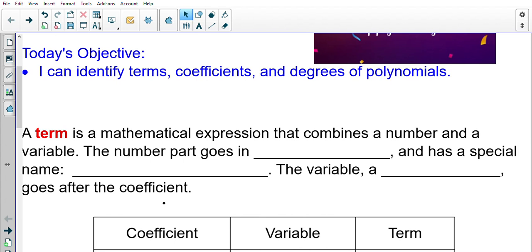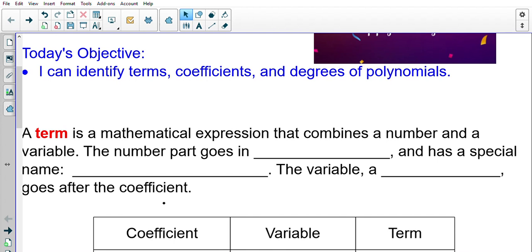All right. Today's objective is that you would be able to identify terms, coefficients, and the degrees of polynomials. We'll start off with a term. A term just means it's a mathematical expression that combines a number and a variable.